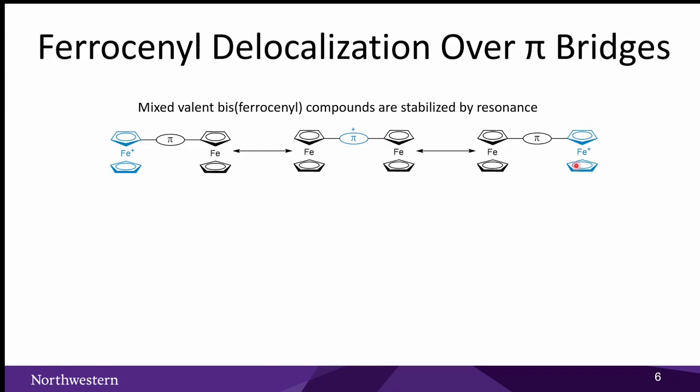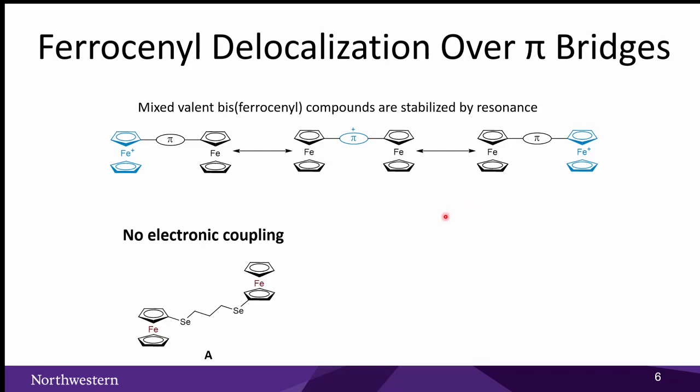So if you think about it from that lens, hopefully you can see that a system like this should not have a substantial amount of electronic coupling, because if you think about this in an organic sense, there's no conjugation through which to push your arrows.